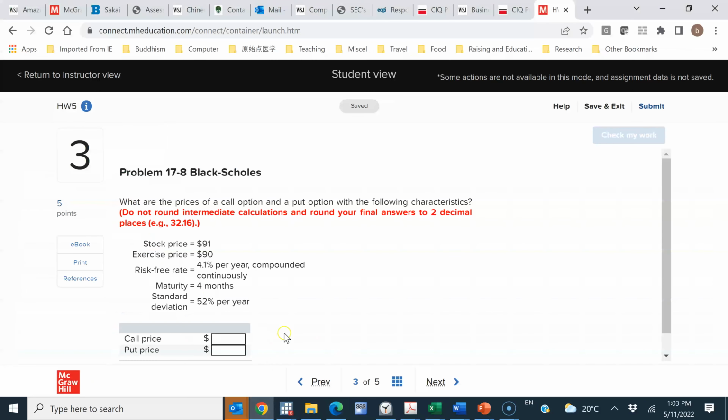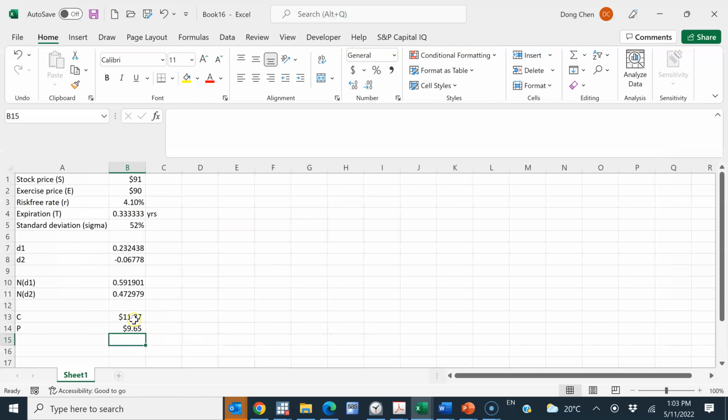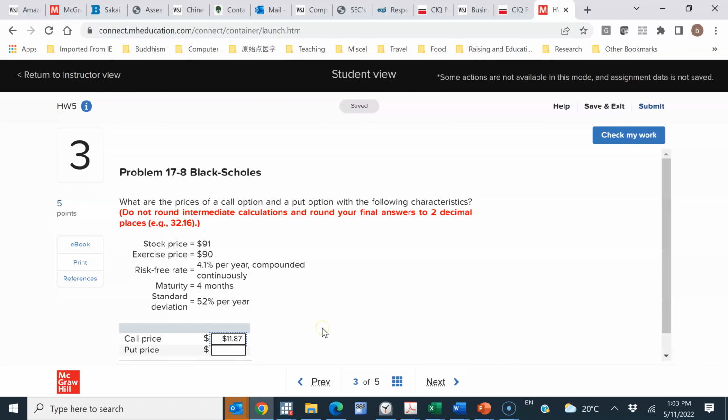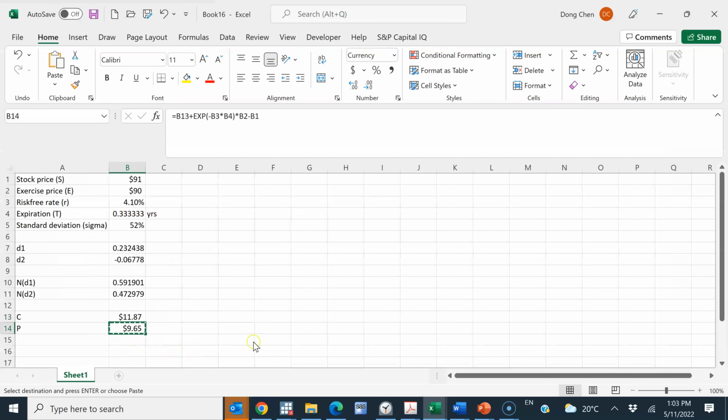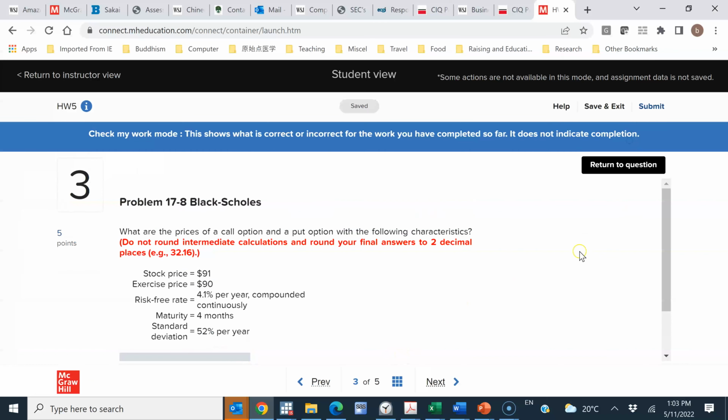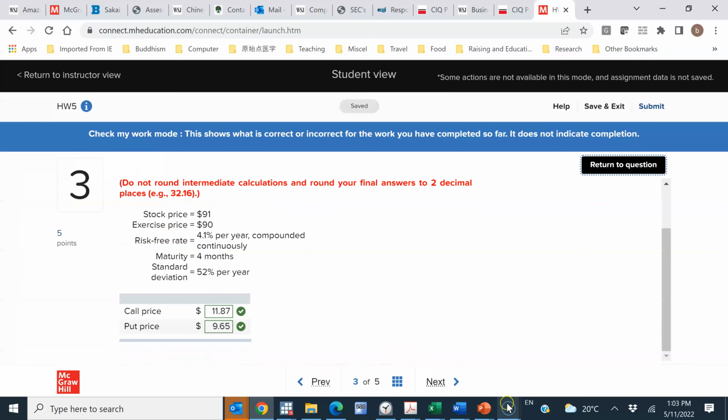And then going back to check the rounding requirement. Do not round intermediate calculations and round your final answers to two decimal places. I guess that's exactly what we did, right? The call option price and put option price are both rounded to two decimal places. So I just need to copy the value back, and don't forget to get rid of the dollar sign because we already have a dollar sign in front of this blank. So we do the same for the put option price, copy that number down, and then check my work. So this is correctly done.